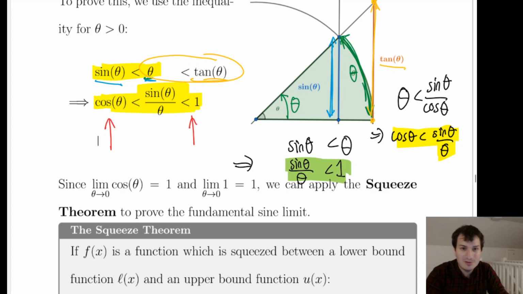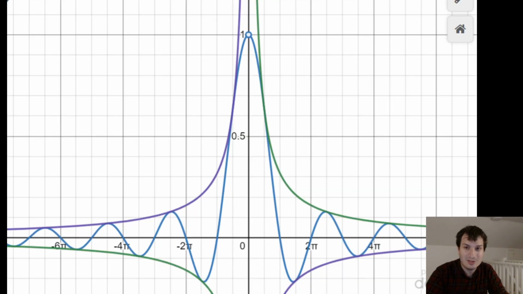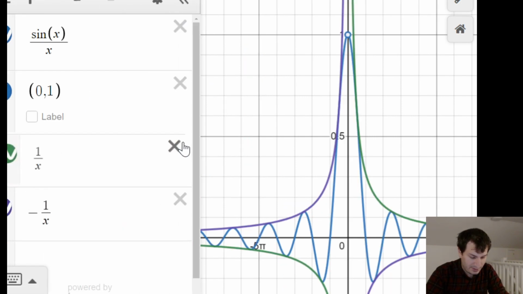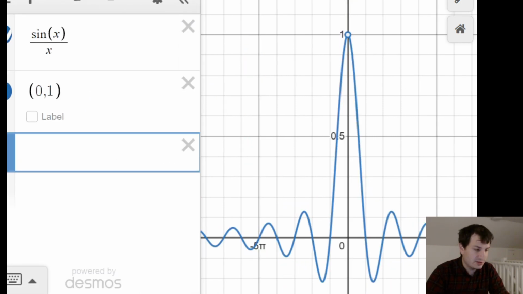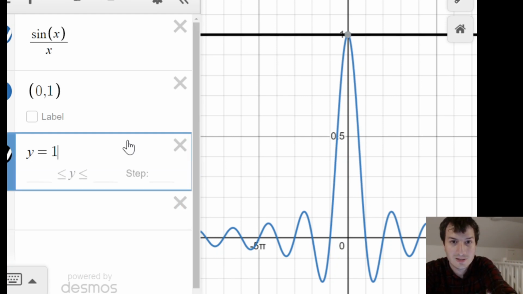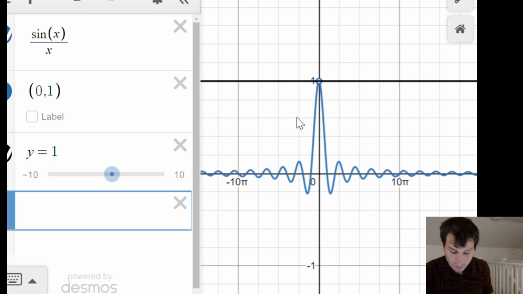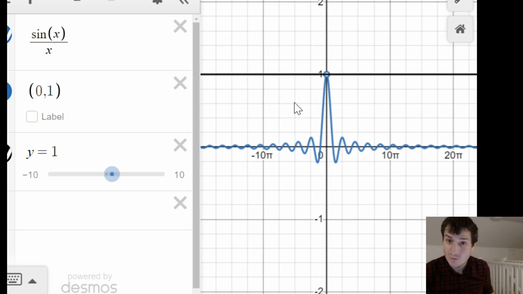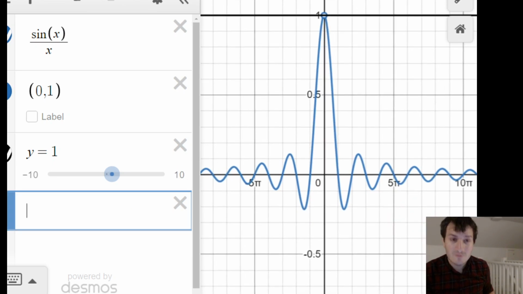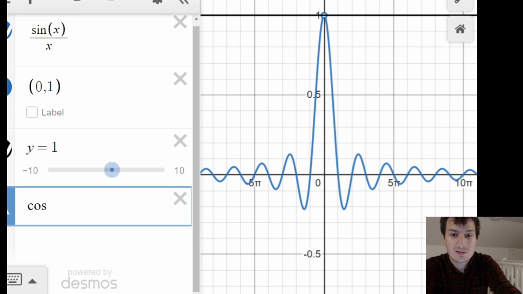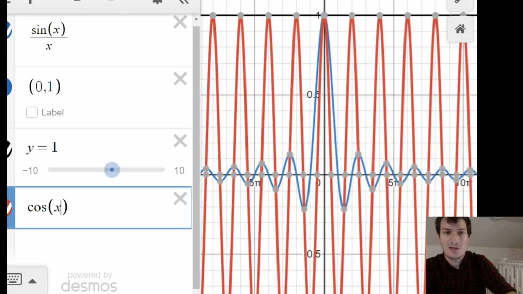And you can see that on Desmos. Let's look at what this looks like on Desmos. So here's our function. And we're talking about two functions. There's the function y equals 1. I have to tell Desmos I want to do y equals 1. So is it true that the blue curve, sine of x over x, is always less than 1? Yes. It's always less than 1. And then the other function was cosine of x. Y equals cosine of x.